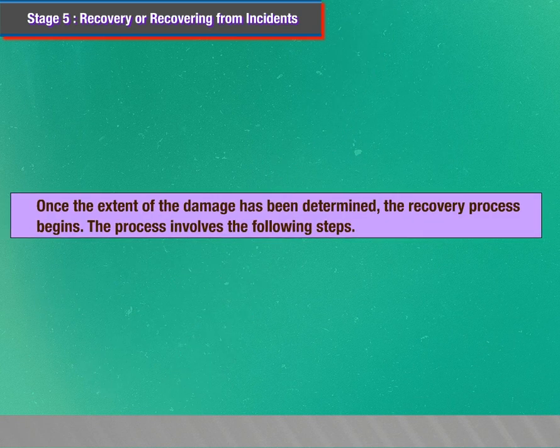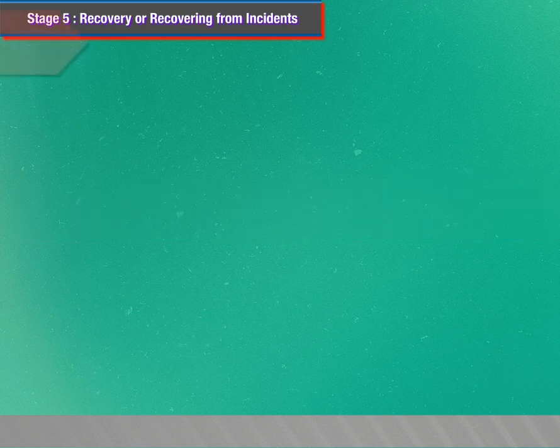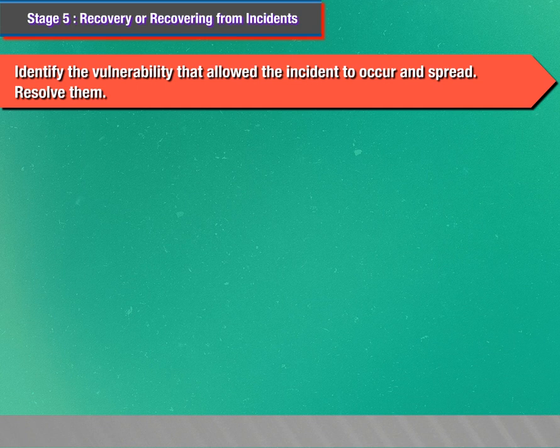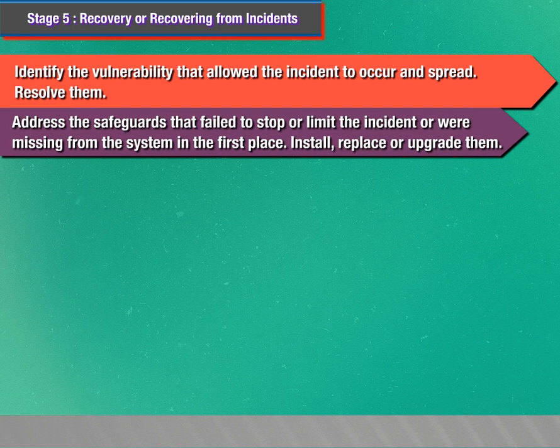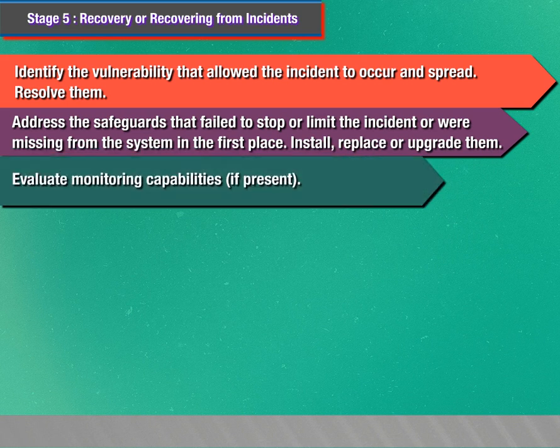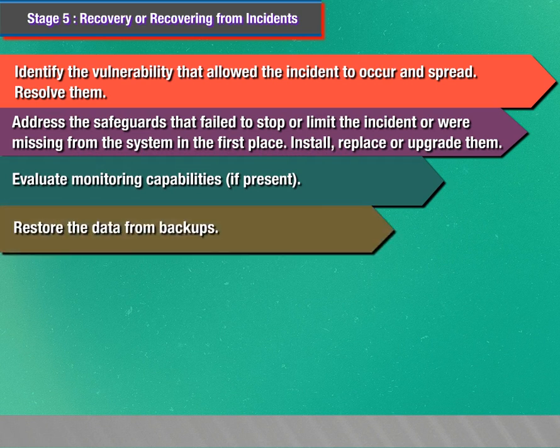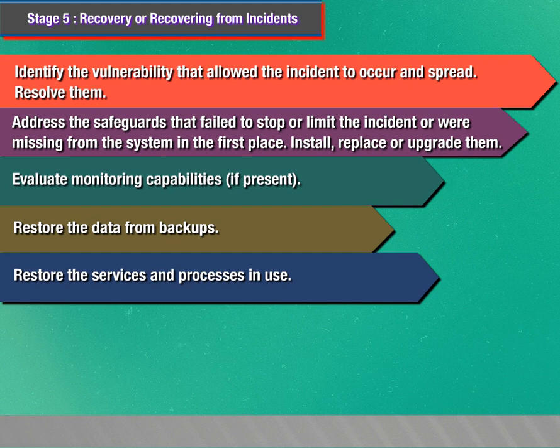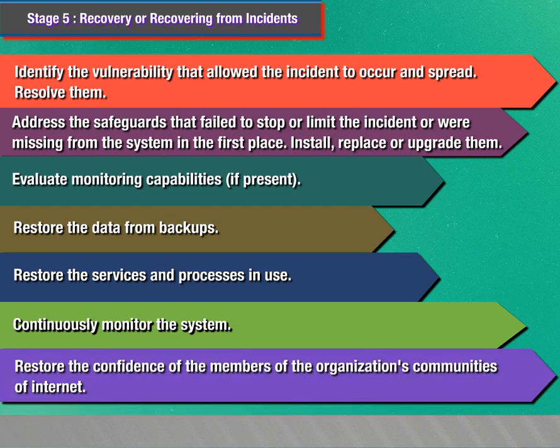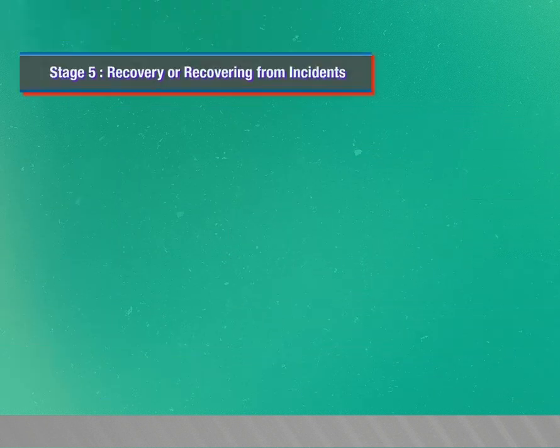Once the extent of the damage has been determined, the recovery process begins. The process involves the following steps. Identify the vulnerability that allowed the incident to occur and spread. Resolve them. Address the safeguards that failed to stop or limit the incident or were missing from the system in the first place. Install, replace, or upgrade them. Evaluate monitoring capabilities if present. Restore the data from backups. Restore the services and processes in use. Continuously monitor the system. Restore the confidence of the members of the organization's communities of interest.